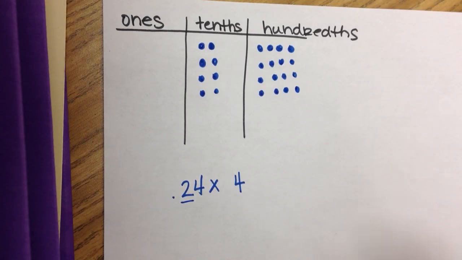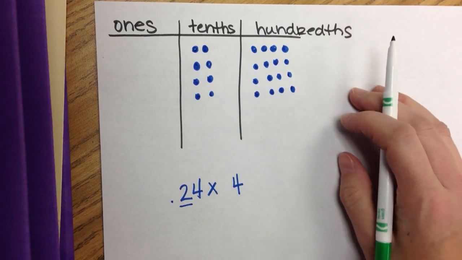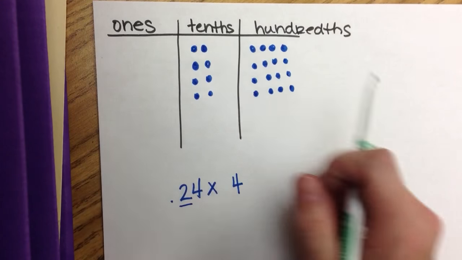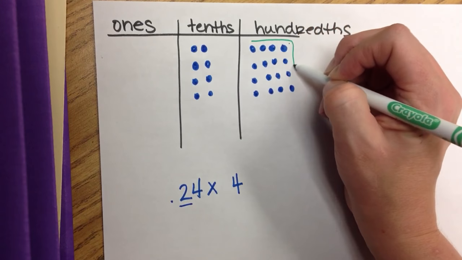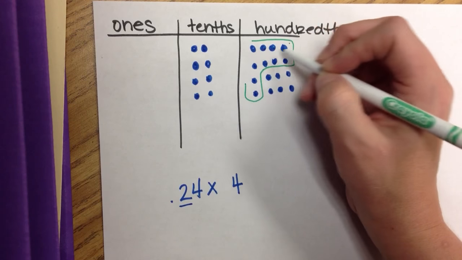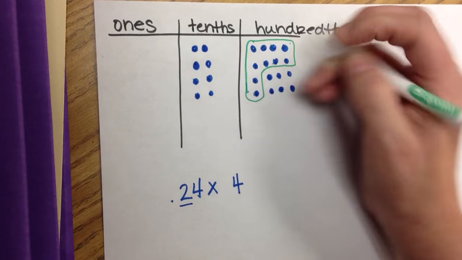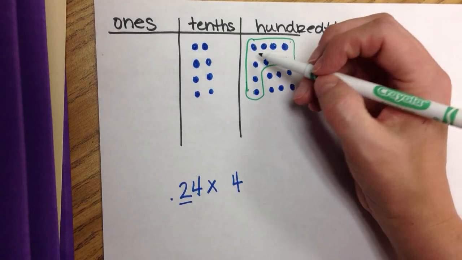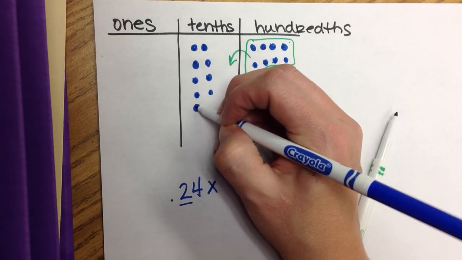Like everything we've talked about in place value, we cannot have more than 10 units in one place value, or more than 9, because as soon as we have 10 hundredths, it becomes 1/10. So I'm going to group 10 of these out. So there's 1, 2, 3, 4, 5, 6, 7, 8, 9, 10. I'm going to take these 10 hundredths because 10 hundredths is equal to 1/10. So I'm going to take those 10 and turn them into a 1/10.